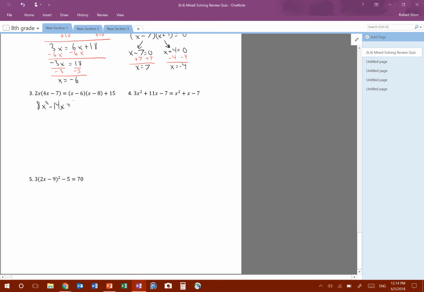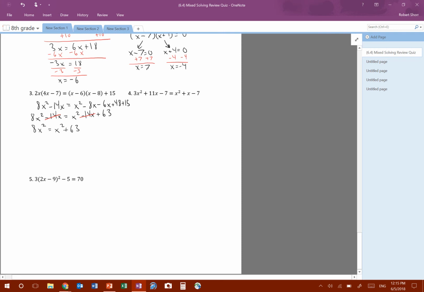Equals, let's FOIL over here. x squared minus 8x minus 6x plus 48, and then my plus 15 is still there. Let's combine like terms over here. There's a lot to do. 8x squared minus 14x equals x squared minus 14x plus 63. Again, I have a minus 14x and a minus 14x, so I'm going to get rid of that. And now I have 8x squared equals x squared plus 63.